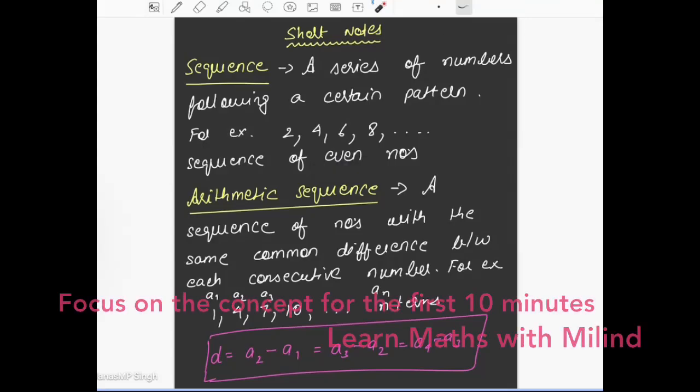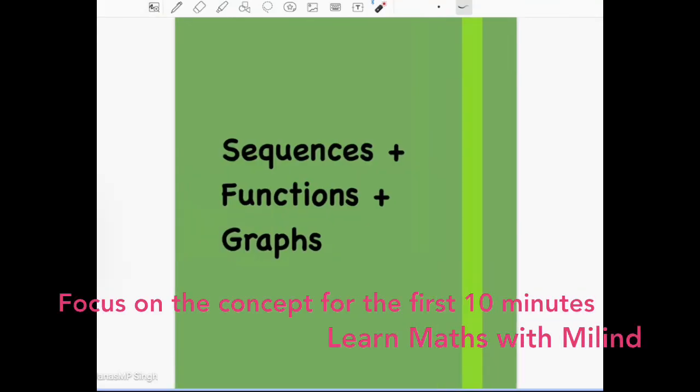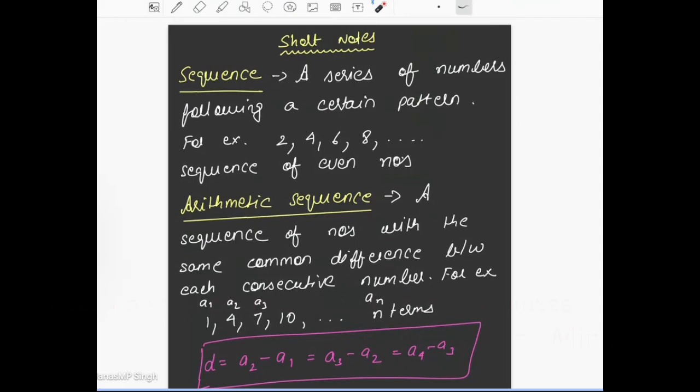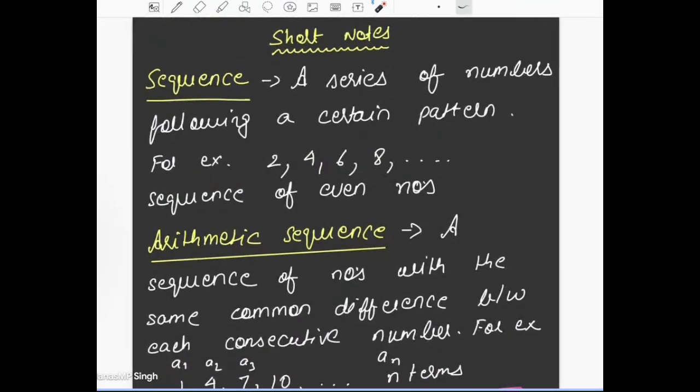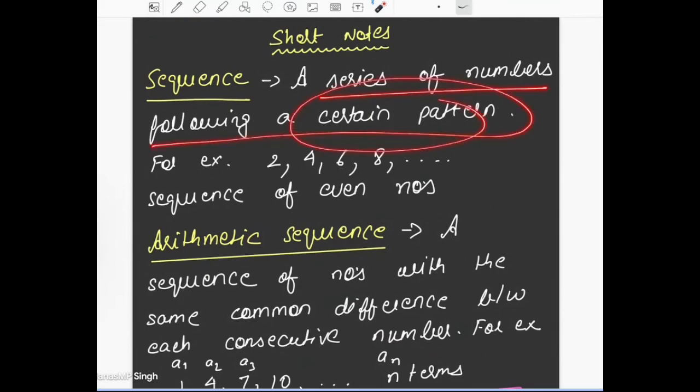So sequence and series, we have functions graph also here, but anyways. Sequence, as the name says, is a pattern, right? Sequence means one after the other, which follows a certain order, and when we say a certain order, it also means it has a certain pattern. So how would you remember sequences? A series of numbers following a certain pattern.